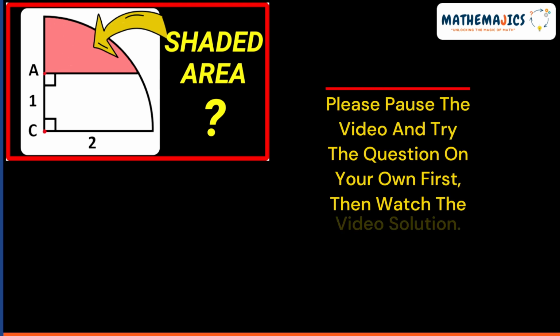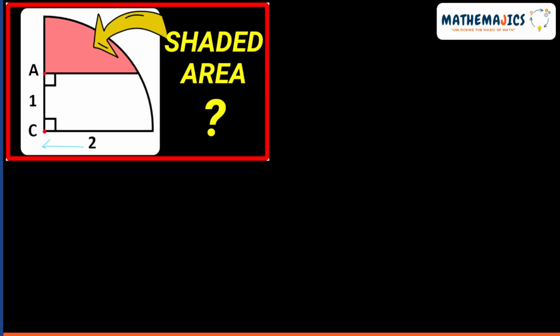So we have this interesting geometry question today. In this question, we are given this quarter circle, 1/4 circle, whose radius is 2. And we are given a line segment which is perpendicular and parallel to this radius. We need to find this pink area, shaded area. Let's see how we can find this area.